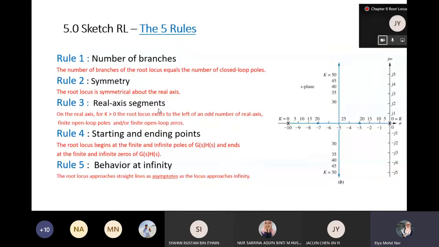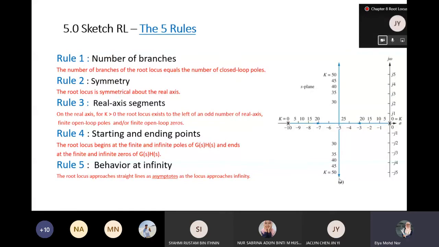Okay. So also symmetry. Okay. So the root locus has to be symmetrical about the real axis. If you look here, this is the real axis. Can you see this? This is the real axis. So we have the upper part and lower part. So it is symmetrical, but then it goes to minus 10, it goes up, and symmetrically from 0, it goes down.